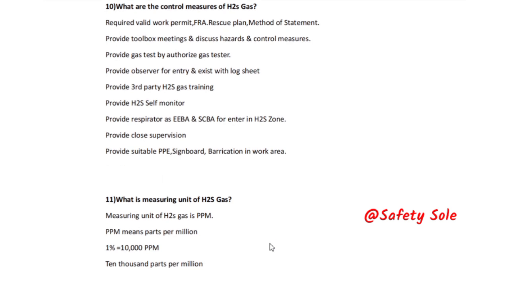Next, what are the control measures of hydrogen sulfide gas? Require valid work permit, formal risk assessment, rescue plan, method of statement, provide toolbox meeting and discuss hazard and control measures, provide gas test by authorized gas tester, provide observer for entry and exit with log sheet, provide third party H2S gas training, provide H2S personal monitor, provide respirator as EBA, SCABA for entry in H2S zone, provide close supervision, provide suitable personal protective equipment, signboards, and barricade in work area.